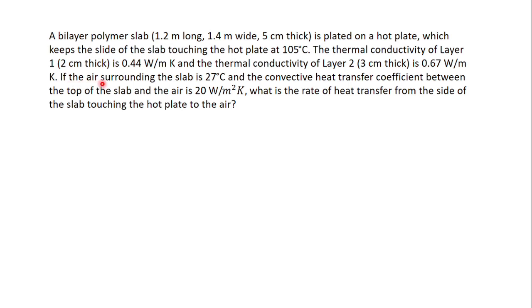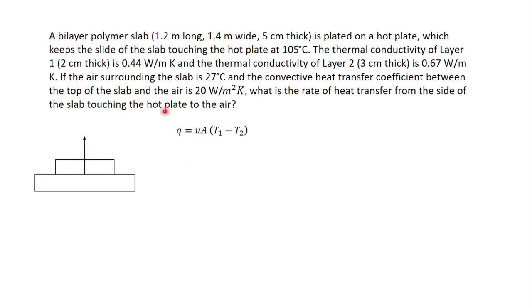If the air surrounding the slab is 27 degrees Celsius and the convective heat transfer coefficient between the top of the slab and the air is 20 watts per square meter times Kelvin, what is the rate of heat transfer from the side of the slab touching the hot plate to the air? So this is the figure for this problem. This is the slab and this is the hot plate. And this arrow pertains to the direction.